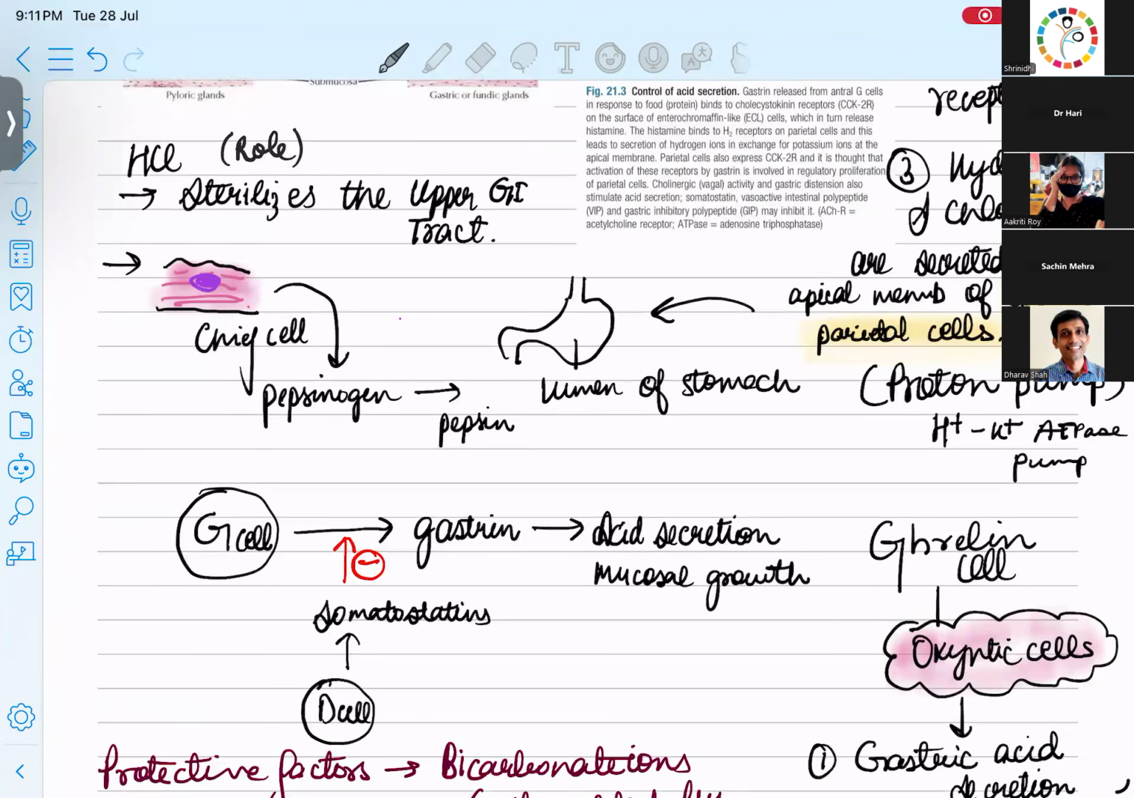Now, HCl is released, but what does HCl actually do? Of course, it has two very important roles. It sterilizes the upper GI tract, the esophageal part and the stomach part. So जो भी हमारे फूड में बैक्टीरिया या फिर जितने भी germs or unwanted particles होंगे, HCl has a role to destroy them. And the second most important role is that HCl acts as a catalyst for pepsinogen conversion to pepsin, which helps in protein digestion.